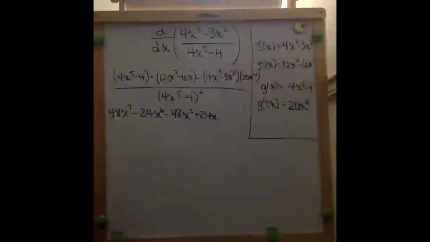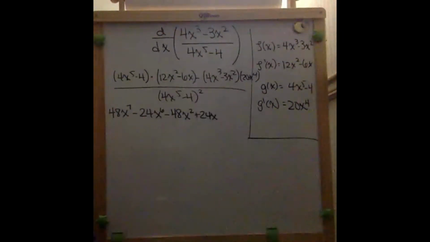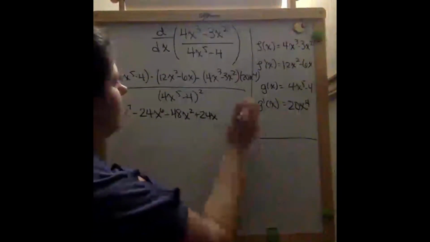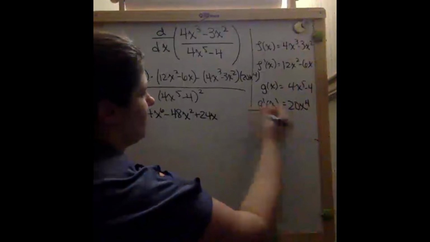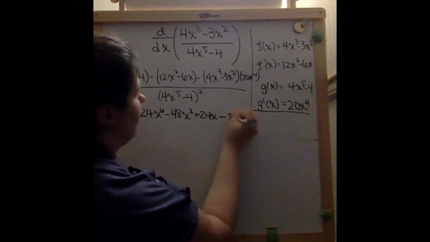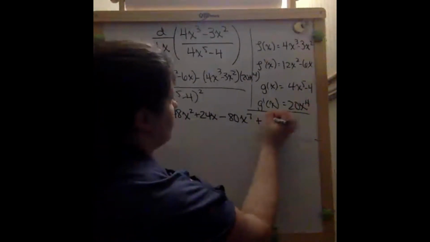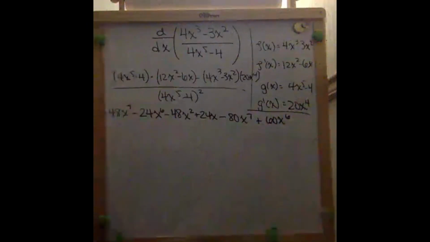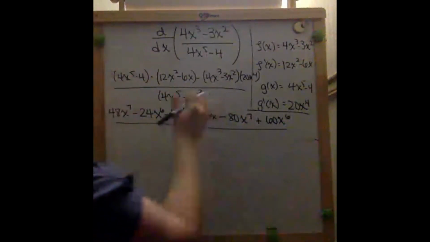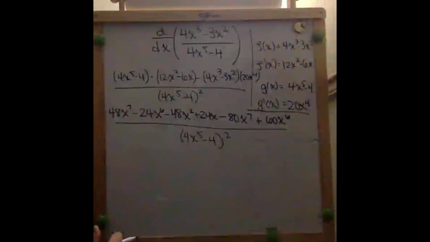That's just this binomial now. No like terms, it's going to stay as is. Now I need to distribute that 20x to the 4th into this second binomial here. So I'm just going to give myself some room because I know it's going to keep going. So I have here a negative 80x to the 7th plus 60x to the 6th, and that's divided by this 4x to the 5th minus 4 squared.